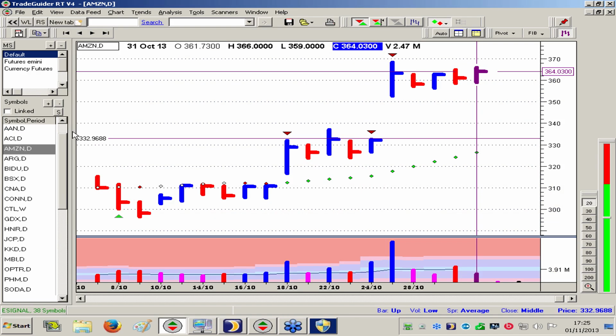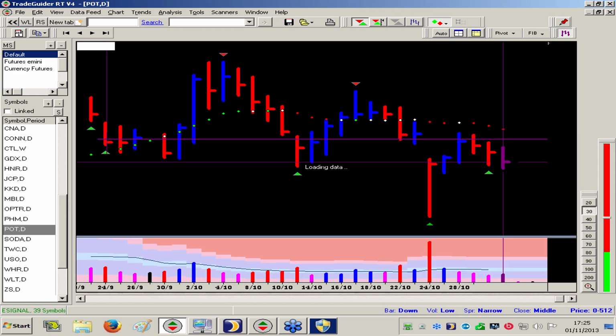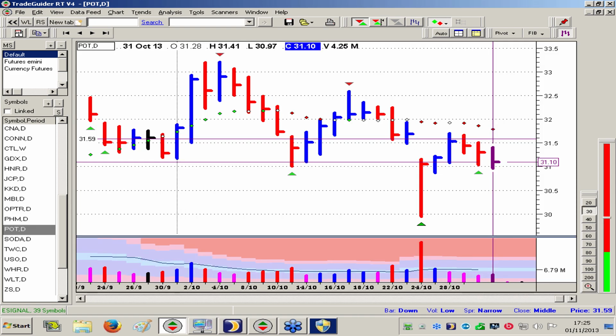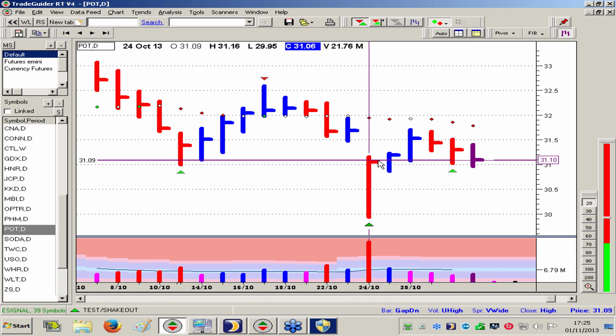Right, so pot. So this is another stock, Tom, that Ellenie's asking you to look at. It's a stock called POT, P-O-T. I think it's something to do with potash.